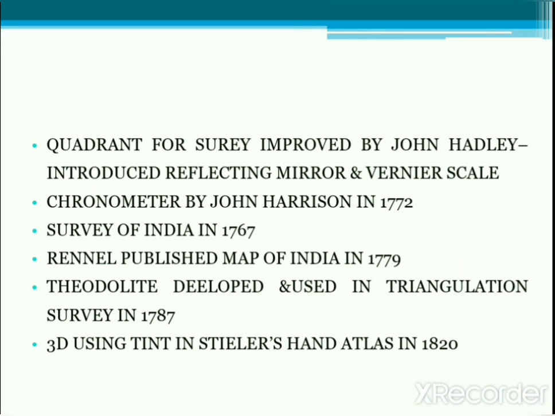The Survey of India was established in 1767. Rennell, the Surveyor General of India, published the Map of India in 1779. The first edition of the Bengal Atlas was at the scale of 8 miles to 2.5 centimeter. Arrowsmith prepared a chart of the Pacific Ocean in 9 sheets of the size of 1.8 by 2.6 meters.